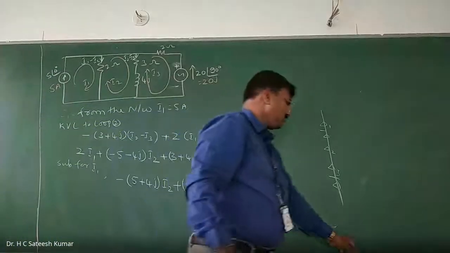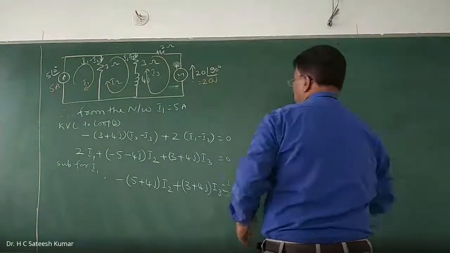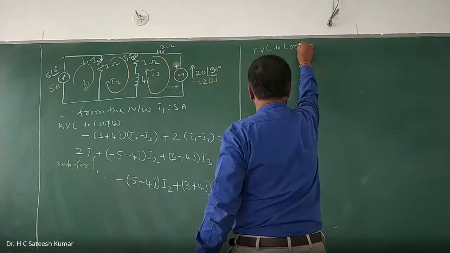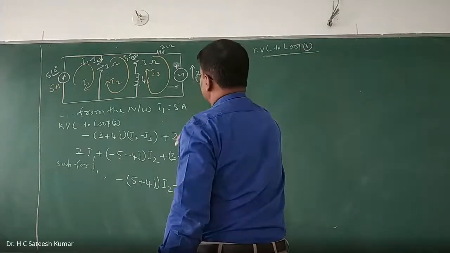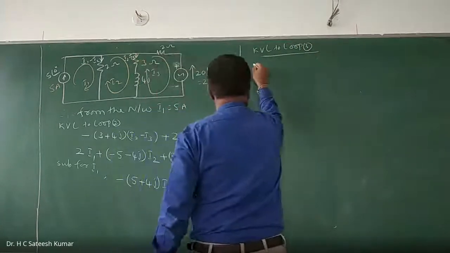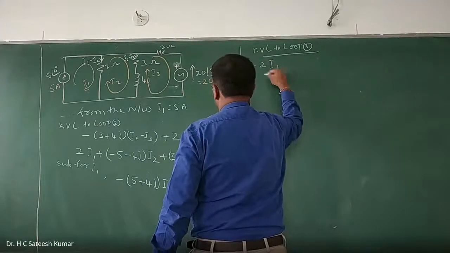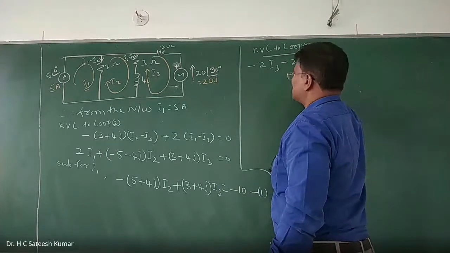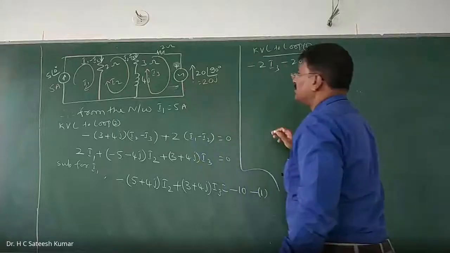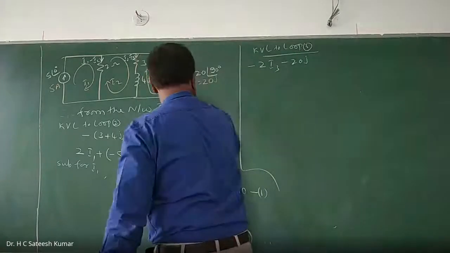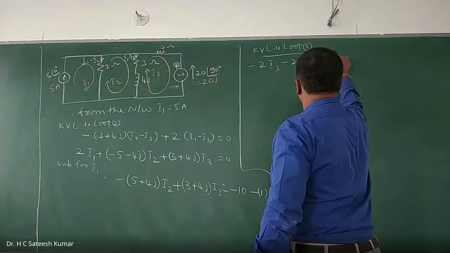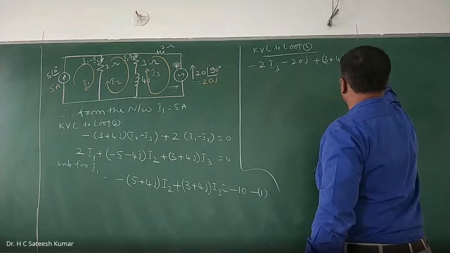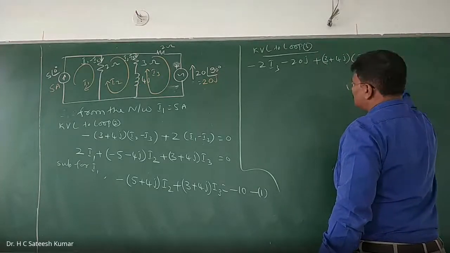Now KVL to loop 3. Start from this point, same direction: minus 2 I3, and the power supply 20, plus to minus, is minus 20j. Next, going against means plus 3 plus 4j into I2 minus I3, is equal to 0.